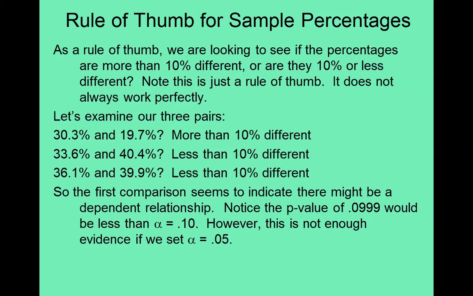Recall the p-value is 0.0999, and that would be less than an alpha level of 0.10, but it's not enough evidence if we set alpha at 0.05. Since we set alpha at 0.05 earlier, we would have concluded there's not significant evidence of a dependent relationship. So this concludes the chi-square example.